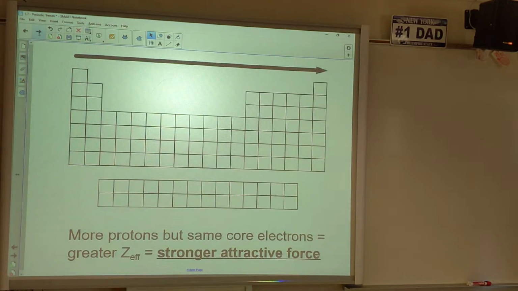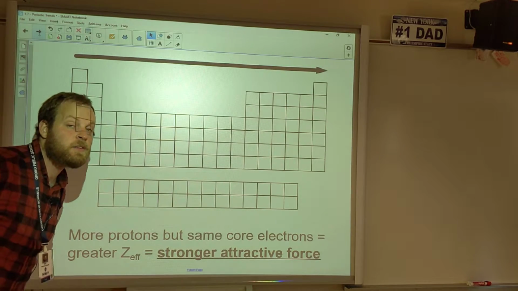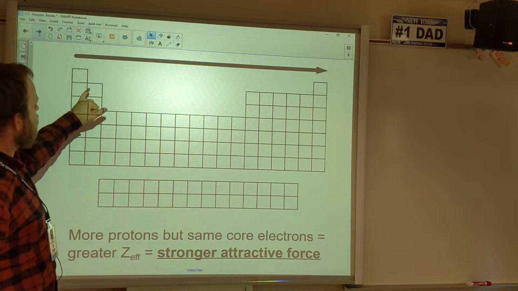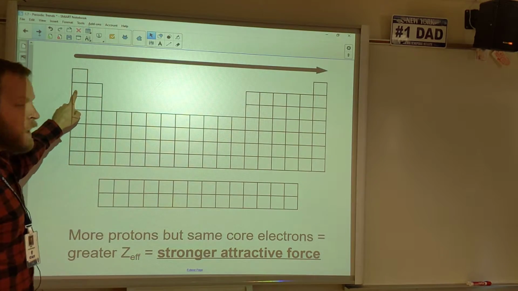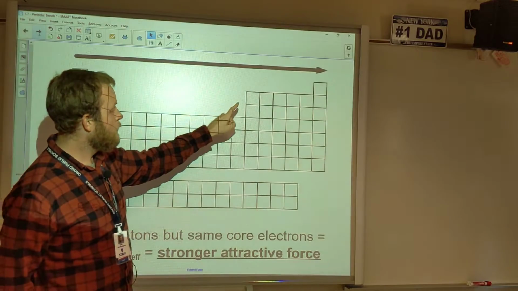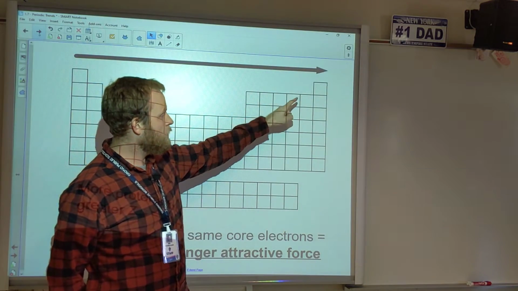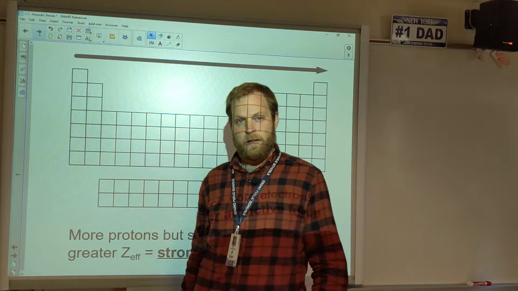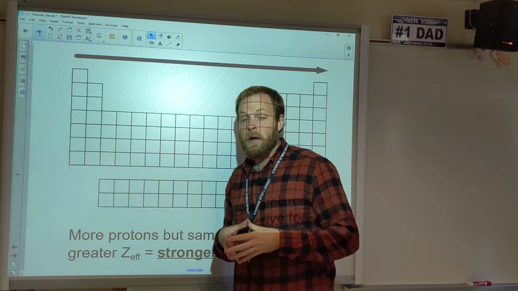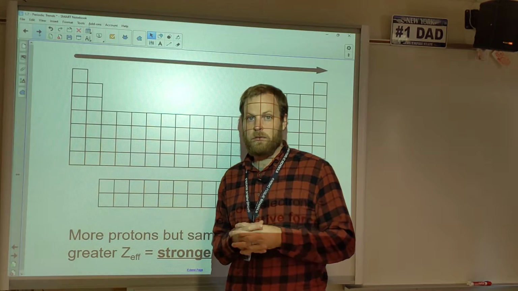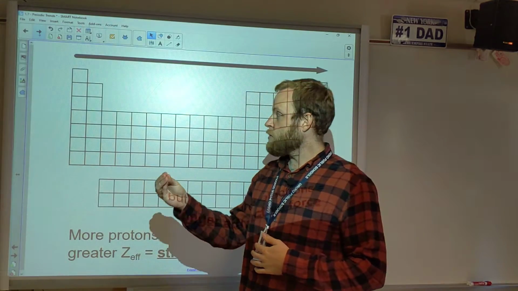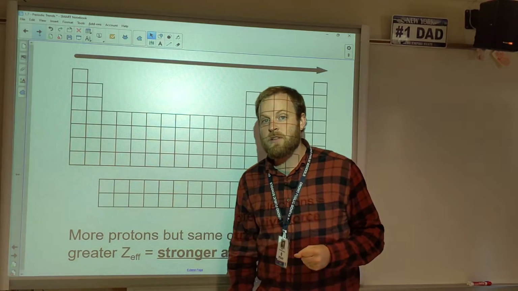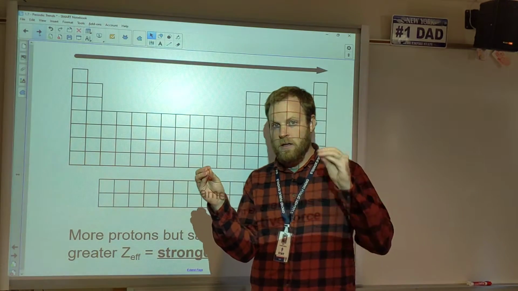As you go that way on the periodic table, you have more protons, but the same number of core electrons. When you add electrons as you go across the period, this is S1, S2, P1, P2, P3, P4, P5, P6. As you do that, you don't add any more core electrons. The core electrons stay the same, but what happens? You're adding protons. So now my 1 valence electron, it doesn't matter if it's got 1 valence electron or 8 valence electrons, we're talking about the interaction between 1 valence electron and the nucleus.